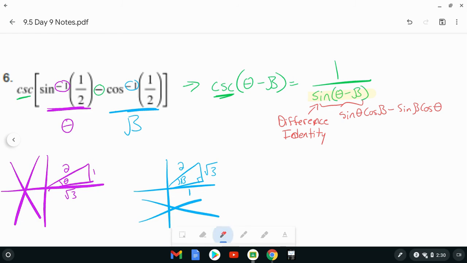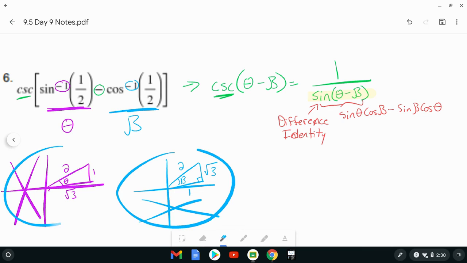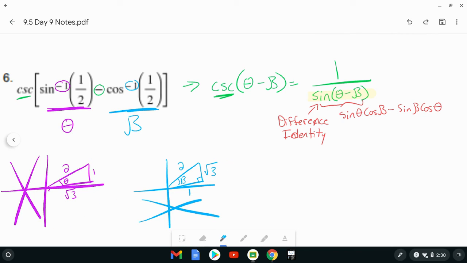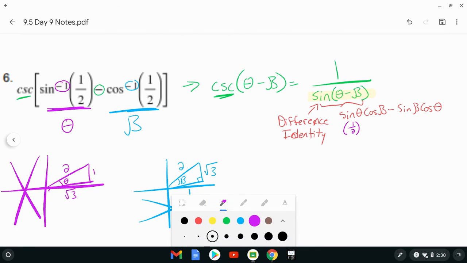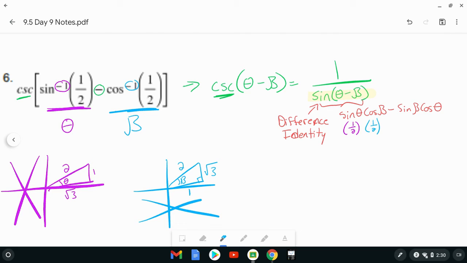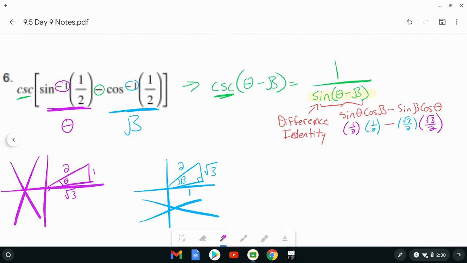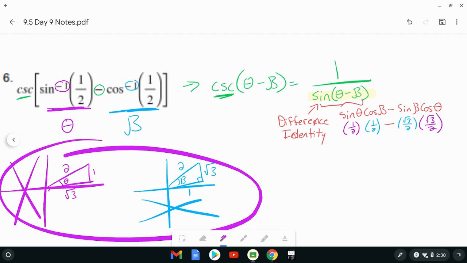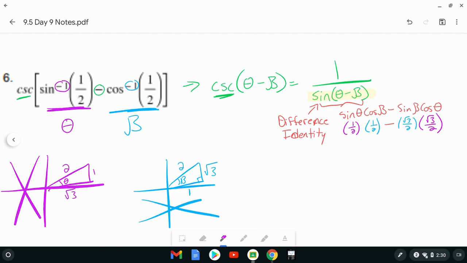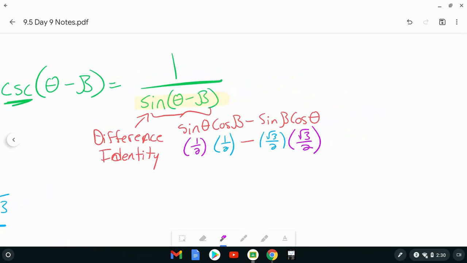Using this identity, we can apply our two reference triangles to help us figure out the rest of this equation. So we have sine of theta, you know, is 1/2. Cosine of beta, we know is 1/2. We know, let's go minus, sine of beta is root 3 over 2. And we have cosine of theta is also root 3 over 2. Again, we pulled those from our two reference triangles that we made over here using the inverse trig functions.